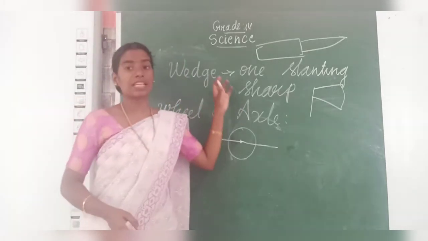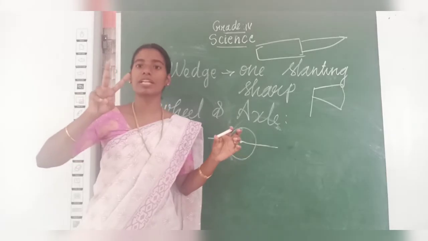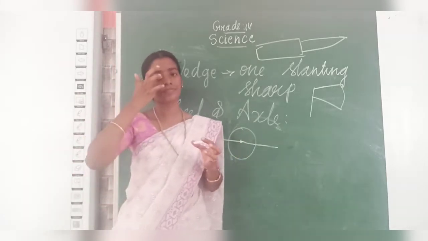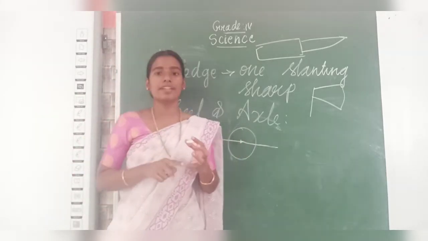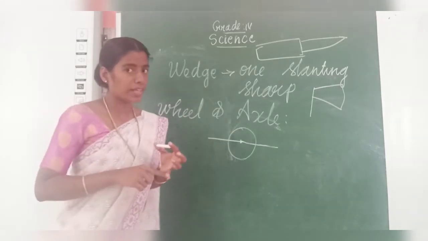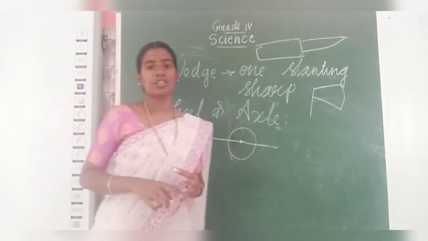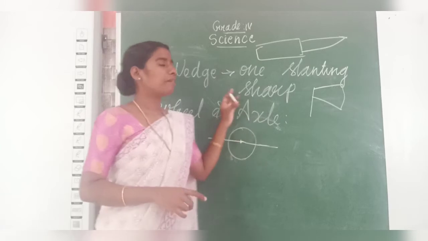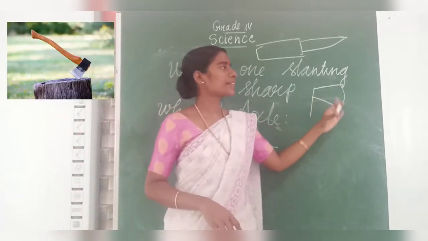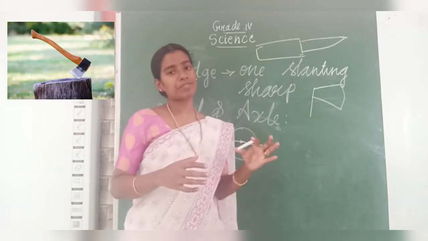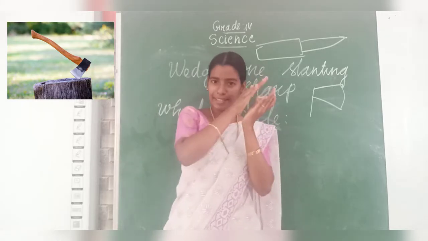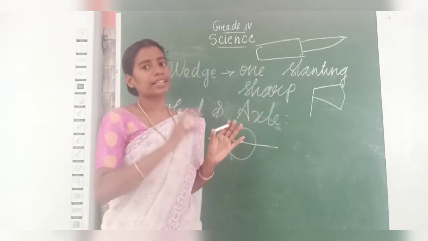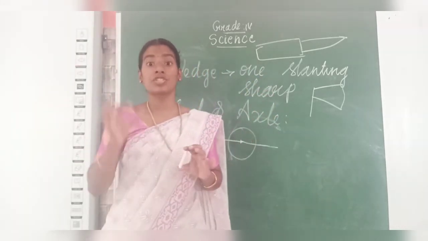So wedges, it's two examples for inclined plane. They are, first one is screw and the second one is wedge. Screw, you have seen. Wedges, example, axe and knife. Wedges will have a slanting structure, and at the end it will be sharp.